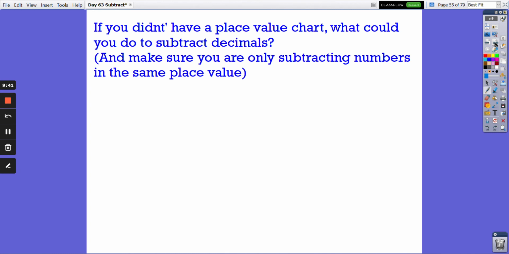If you didn't have a place value chart, what could you do to subtract decimals and make sure you are only subtracting numbers in the same place value?